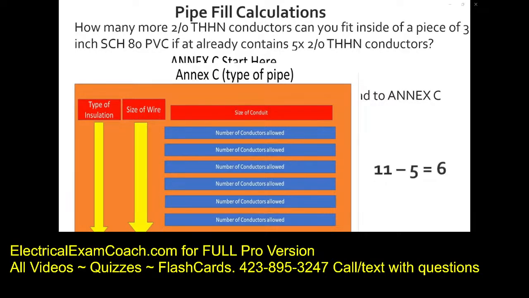And it looks like we can fit 11. Now we have to minus the 5 that we already have, and that lets us know that we can fit 6 more of these conductors inside of this conduit. Great job.